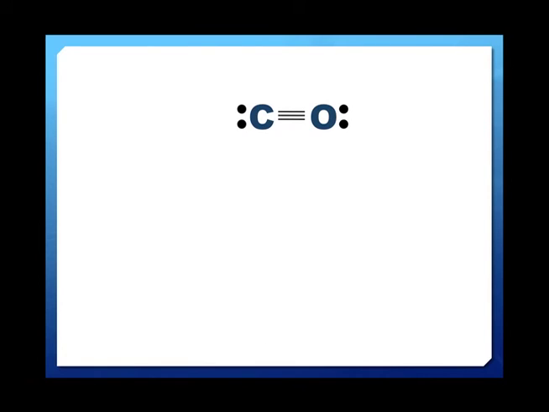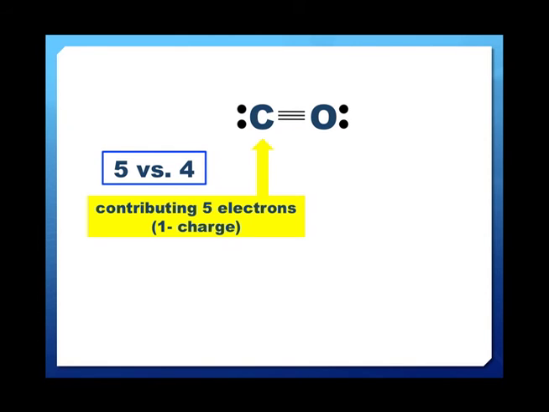This can work well for tricky examples like carbon monoxide. If we go by this Lewis dot structure, what will be the formal charges on these atoms? Well, carbon usually has 4 valence electrons, but it's contributing 5 in this structure, 1 per bond plus the 2 in the lone pair. 5 is 1 more than 4, so it will have a -1 charge.